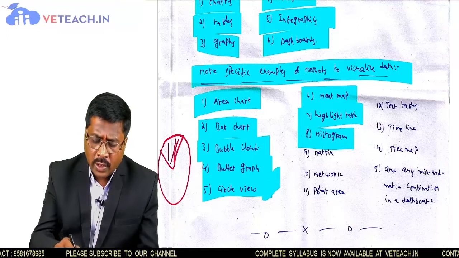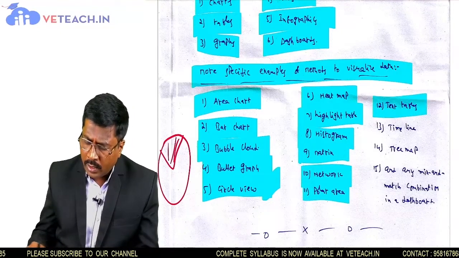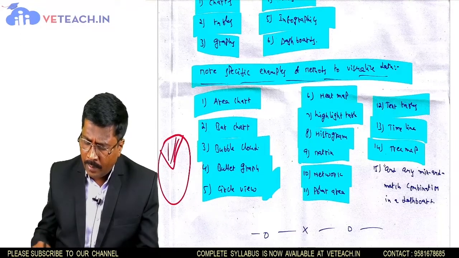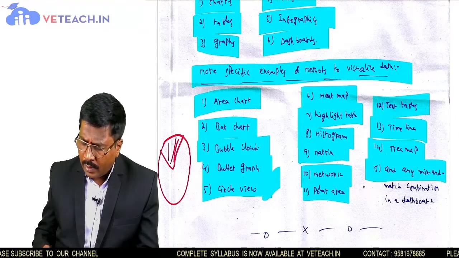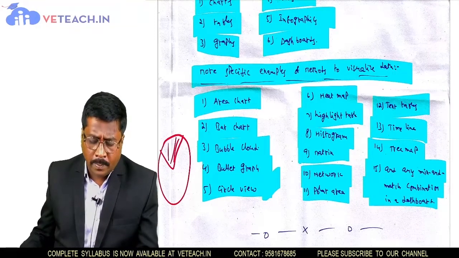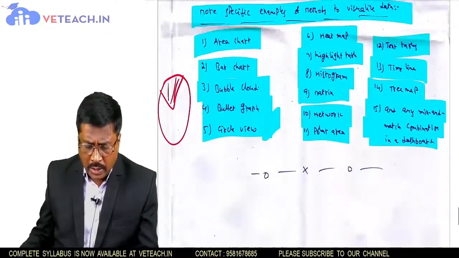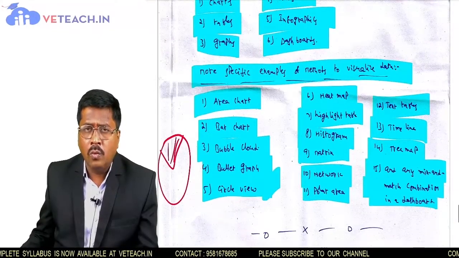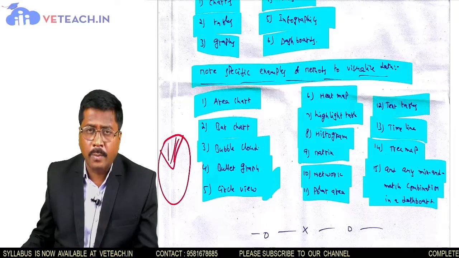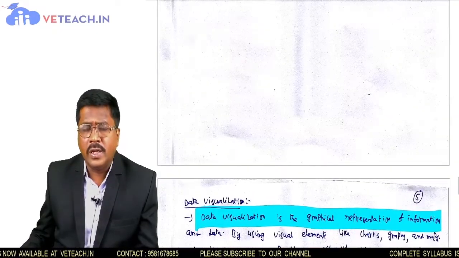And also we represent it in the form of matrix and network, polar area, text tables, timeline, tree map, and any mix and match combination in a dashboard. This is the purpose of data visualization. You have to learn how we can draw the graphs and bar charts. This is the part of data visualization.